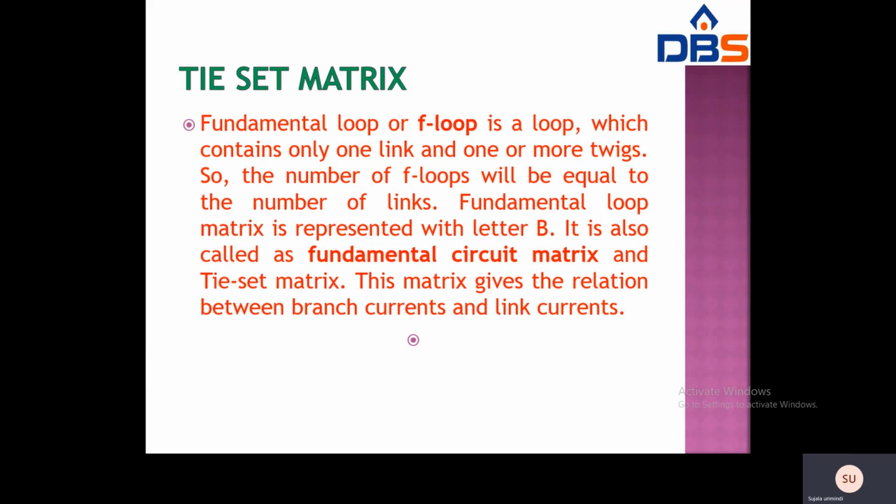The fundamental loop matrix is represented with the letter B. It is also called the fundamental circuit matrix, or tie-set matrix, or fundamental loop matrix. What is the letter of the tie-set matrix? It is B. The matrix gives the relationship between branch currents and link currents.